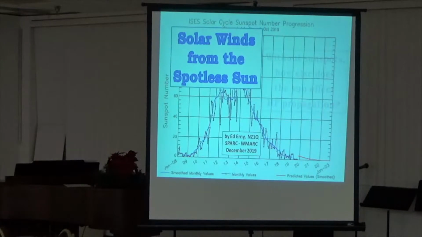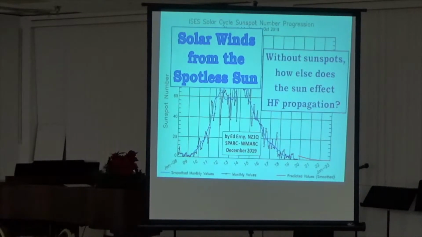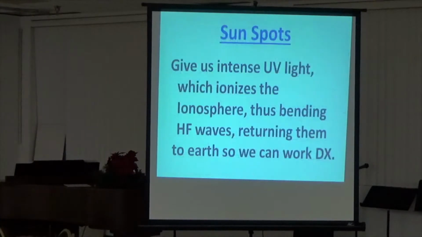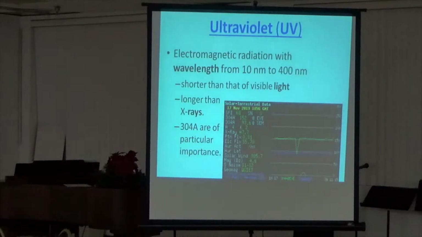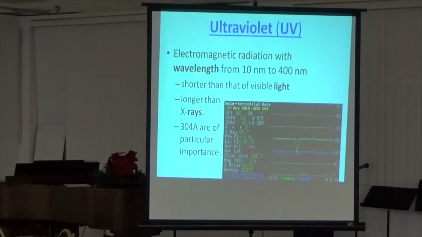So the question is, what else does happen when we're dealing with HF propagation? Well, we know what sunspots are. Basically, they give us the intense UV light, and that ionizes the ionosphere, and that bends the HF waves when they hit the ionosphere. It's really refraction. It's not reflection. Technically, it's refraction. Bends the waves. They come back down, and we can work some DX. But without that, we still have a little bit of UV. The UV we usually get from sunspots is very strong, very intense, and really ionizes the ionosphere. But the UV we have now is kind of minimal.